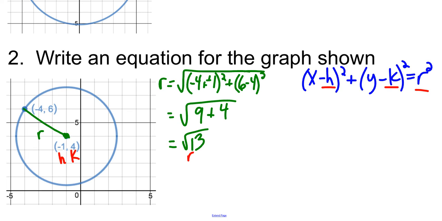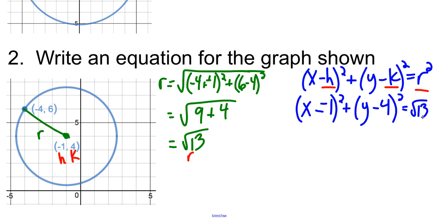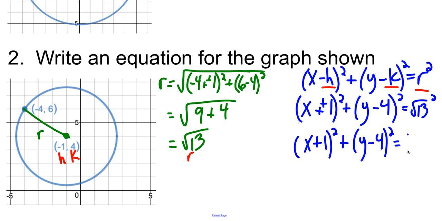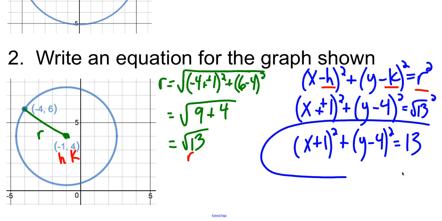Now I just need to come back to my circle formula and plug that in. So I have x minus h, remember h is -1, y minus k, which is 4. My radius is the square root of 13. We're going to square that. And I'm just going to clean this up. We get (x plus 1) squared plus (y minus 4) squared equals 13. And that's the equation for this circle shown.